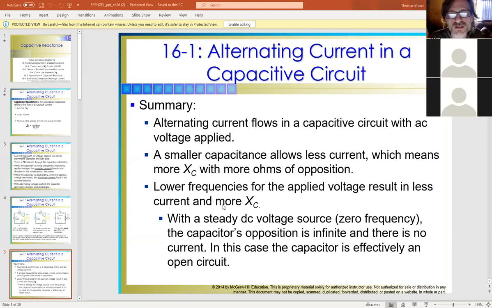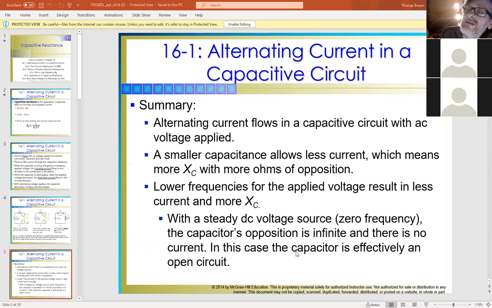With a steady DC voltage source, the capacitor's opposition is infinite. And that's exactly what it is. It's division by 0. Technically, that's not allowed within mathematics, because infinity is not a definitive answer. Division by 0 could be any answer at all. It can go from literally 0 to the highest number available, which there is none. Anyway, in the very bottom it says that in this case, the capacitor is effectively an open circuit. And it's true.